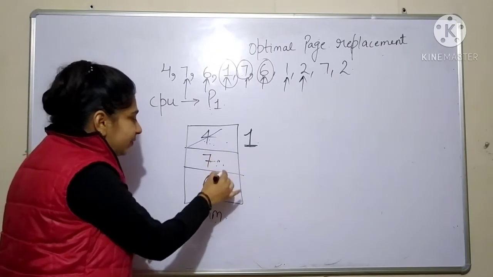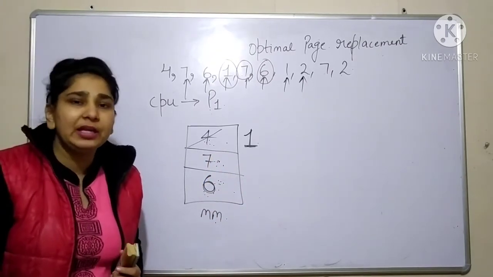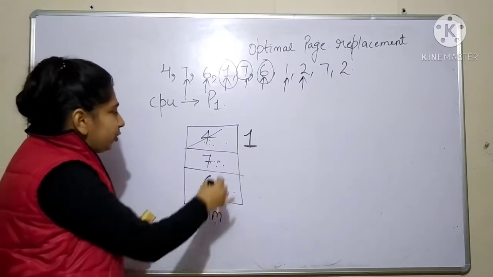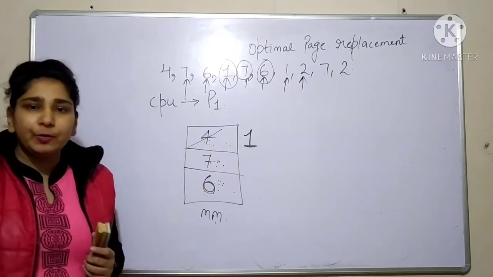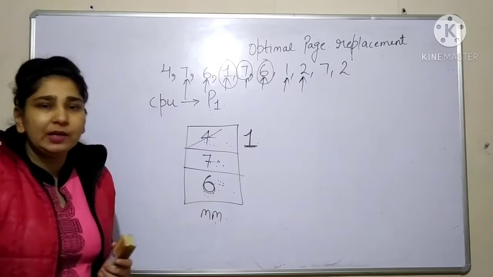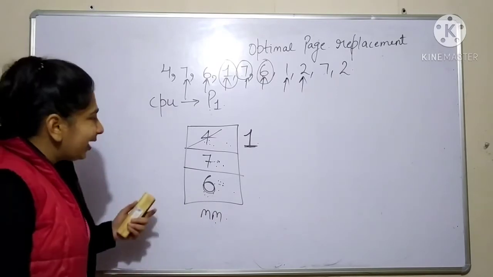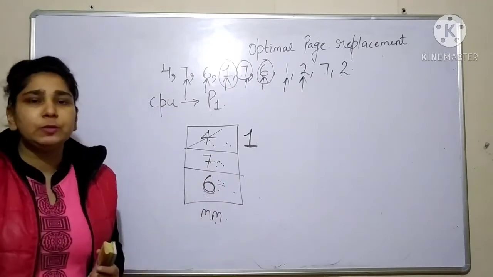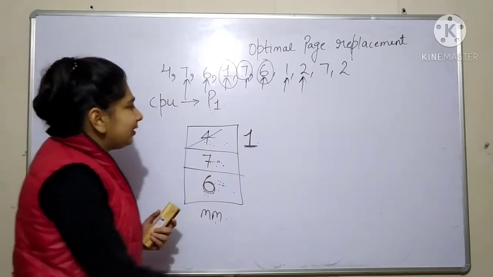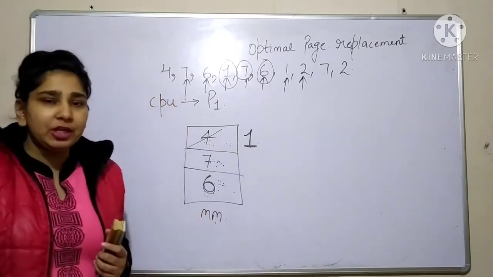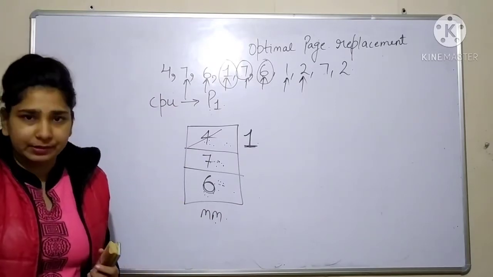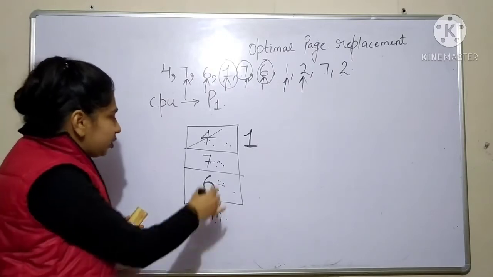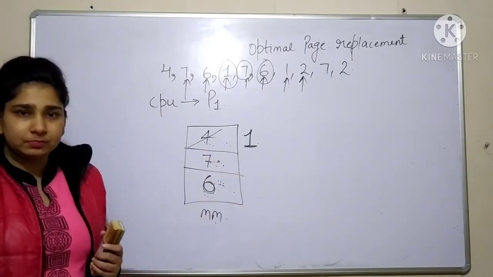But we don't have second page present in the main memory. So what do we have to do? We have to swap out one page out of these 3 pages from main memory, so that I can load second page into the main memory. Okay, so the question is which page to swap out?